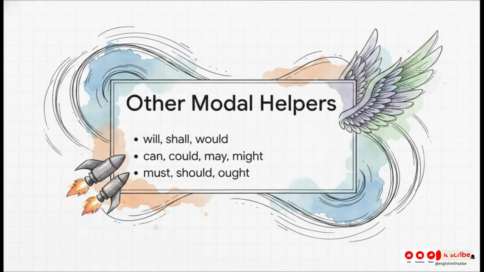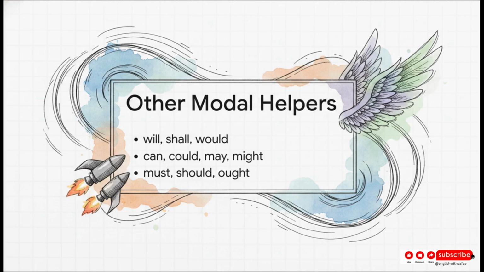Now, we are going to spend most of our time today on the big three, but there's actually a much wider cast of characters out there. You might know them as modals, but they act as really powerful auxiliary verbs. We're talking about words like will, shall, would, should, can, could, may, might, must, and ought. These little helpers dramatically expand our ability to express obligation, ability, and permission.